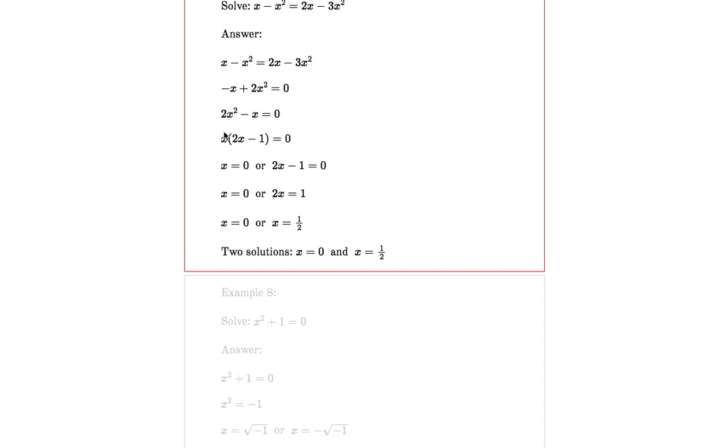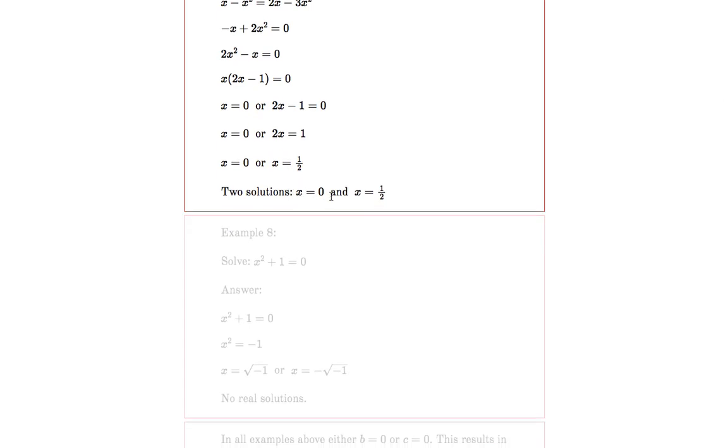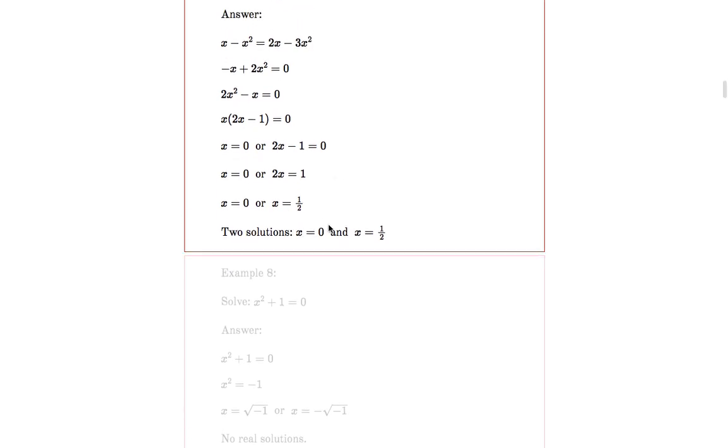We factor out the x and we get 2x, and this x is outside, we just have 1. So x is 0 or 2x minus 1 is 0. 2x is 1. So x is a half because we divide by 2. So we have two solutions to this equation.